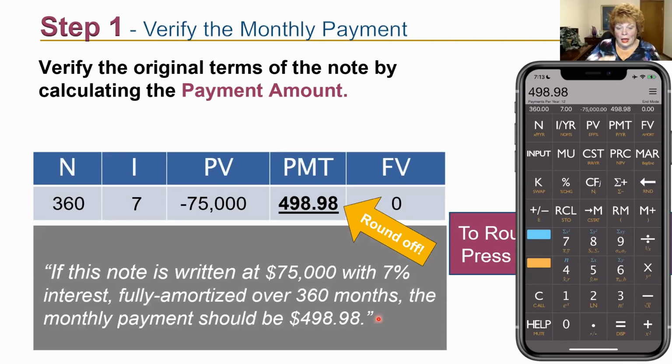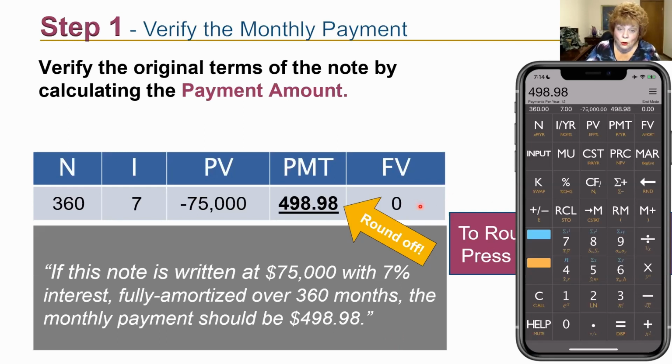So then if I look at this, every time you look at a row of these numbers, put them always in the same order as your calculator. Even if it didn't say NIPV up there, I would look at these numbers and say, if this note is written at $75,000 with 7% interest, and it's fully amortized over 360 months, then the monthly payments should be $498.98.